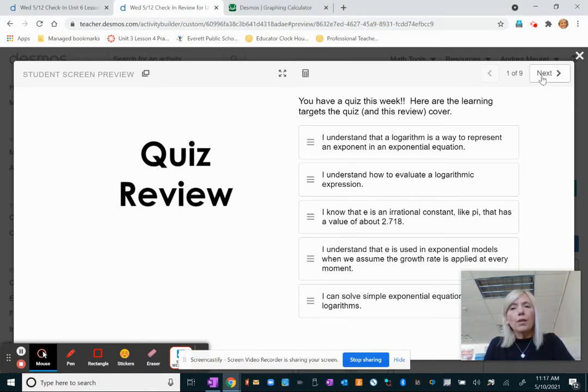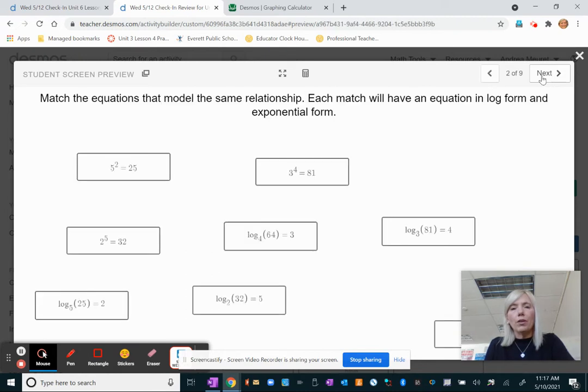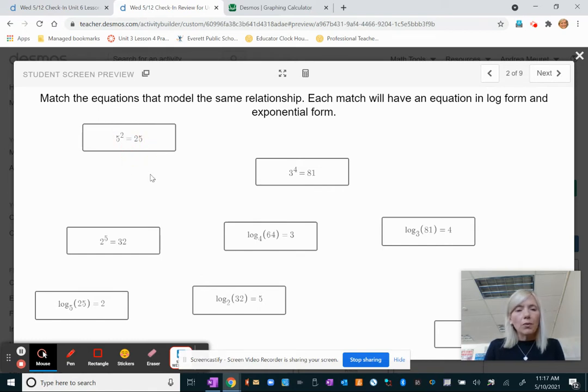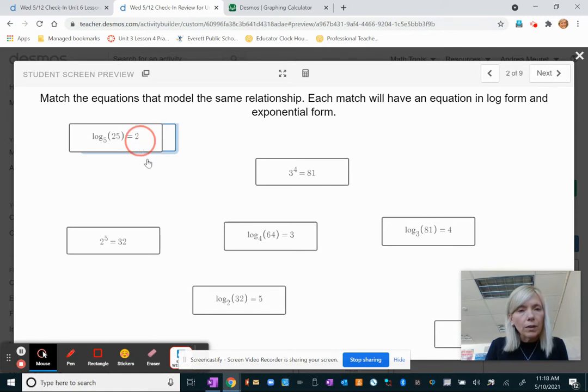So the first slide is a list of the targets that we covered, but then the second slide, we're going to match the equations that model the same relationship. So one will be in exponential form and one in log form. So 5 squared equals 25. That's going to tell me, okay, well, I know that 5 is the base of the log, and it looks like this one here is in the appropriate order. The base is 5, and the answer is 2, and so they're going to match up there.